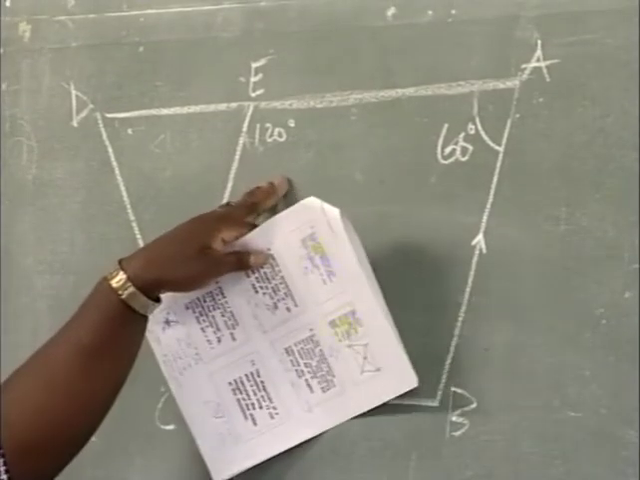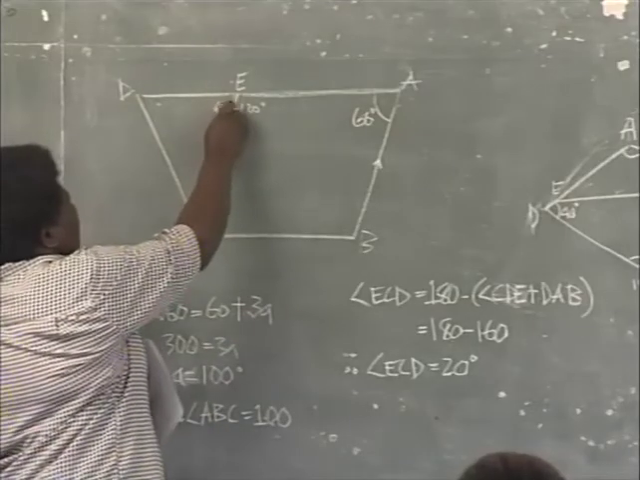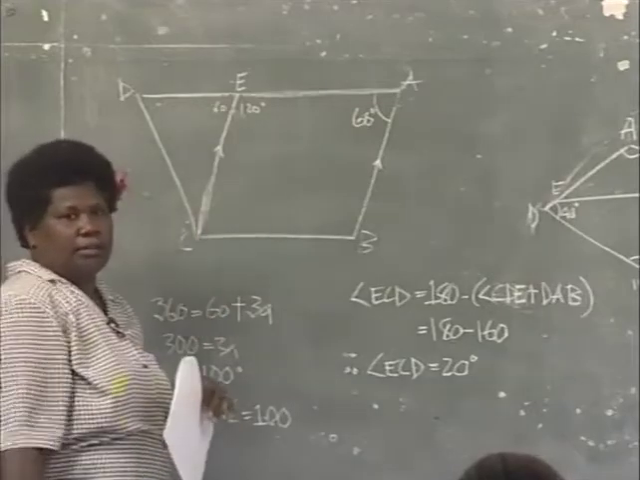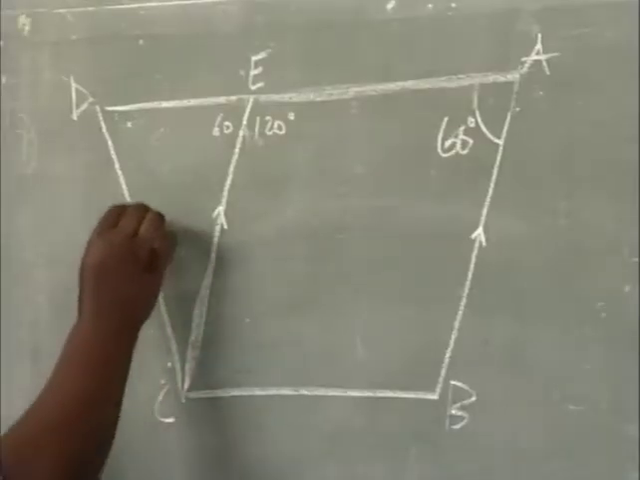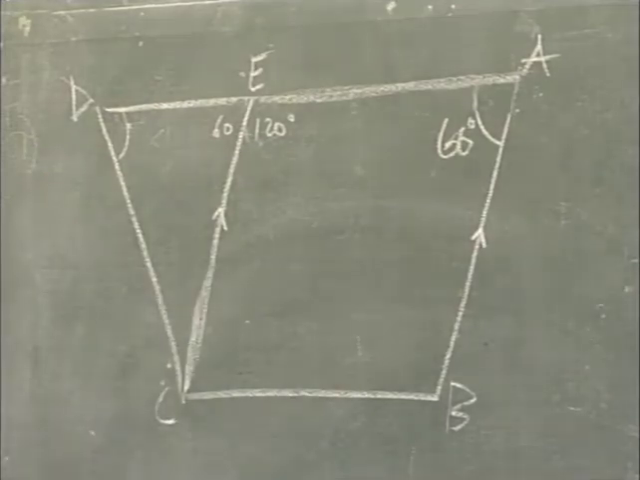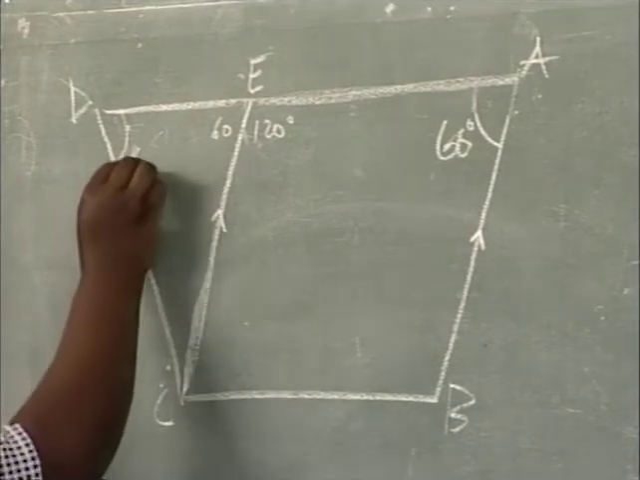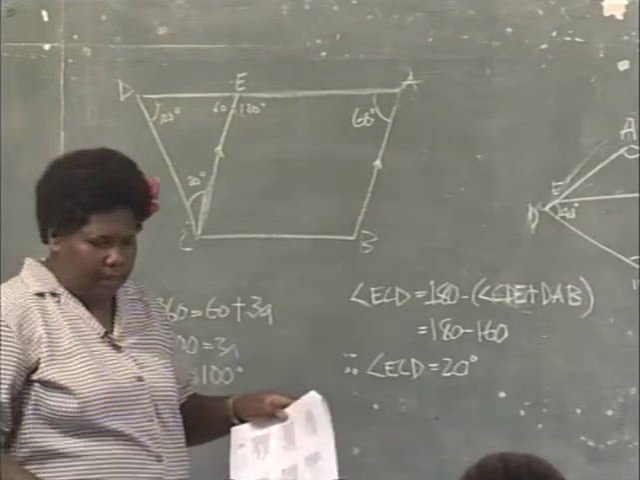They are co-interior angles. Okay, and he correctly said that these two angles are corresponding angles because these two lines are parallel. So, this one, what is it? Degrees? Okay. This one is 20 degrees. Okay, well done, Peter.